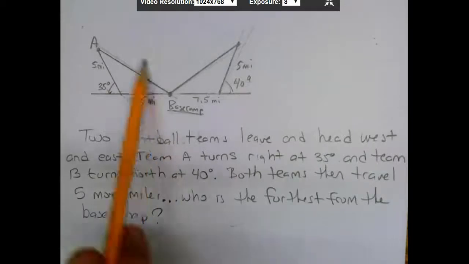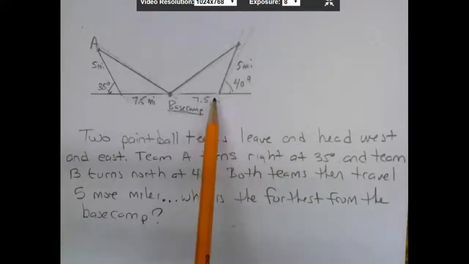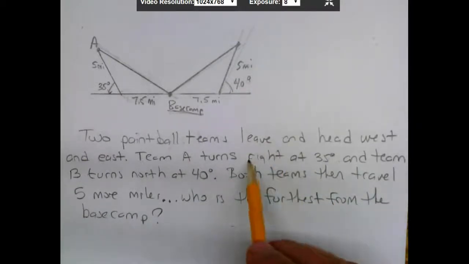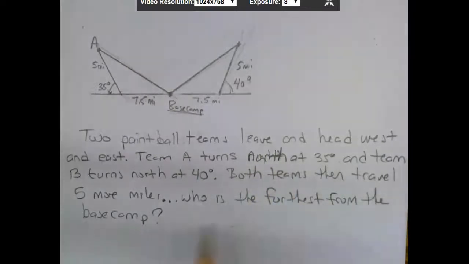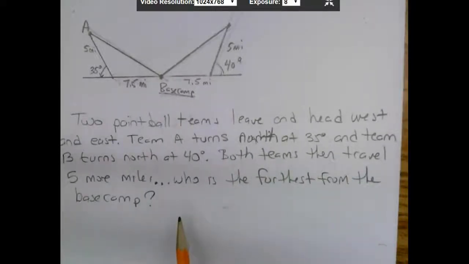And Team A, we'll call this side over here Team A, they turn right at a 35-degree angle. And Team B turns right. This would actually be left, right? Turns left, or north. So Team A turns right, or north, we could call it. Let's just fix that up. So one turns 35 degrees north, the other one turns 40 degrees north. And they both travel 5 more miles. Which team is the furthest from the base camp?